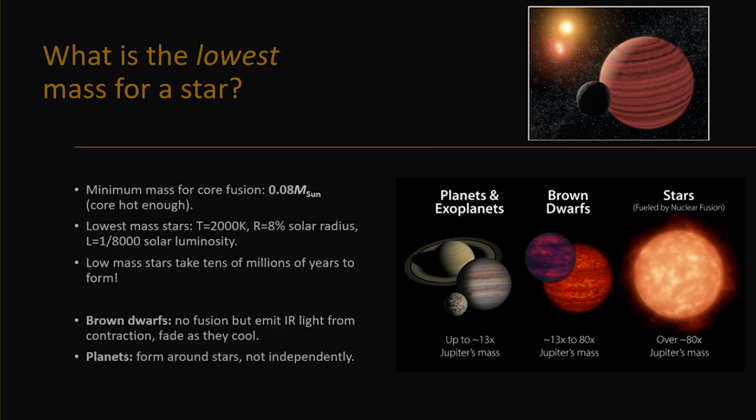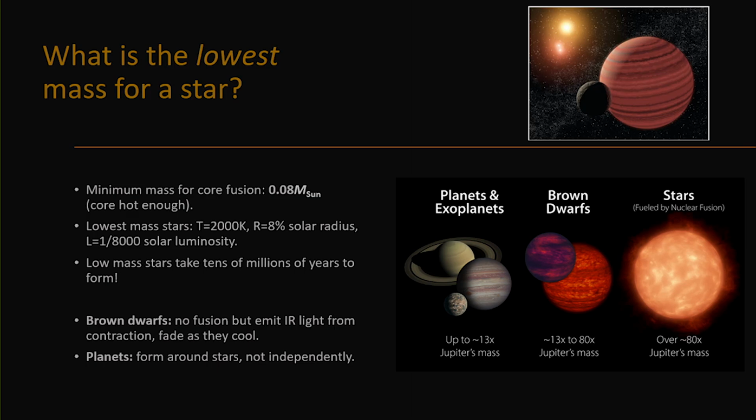Why that number? Turns out if it's any less than that, the center or core of the star is not going to get hot enough to make the nuclear fusion. Okay? Gravity's not strong enough to compress the star and make the nuclear fusion begin. It's not a star. What do we find right at that threshold? We find the surface temperature of these objects is about 2,000 degrees. They're much smaller than the sun because they're not very massive, only about 8% of the solar radius. And they only give off about 1/8,000th as much light as the sun.